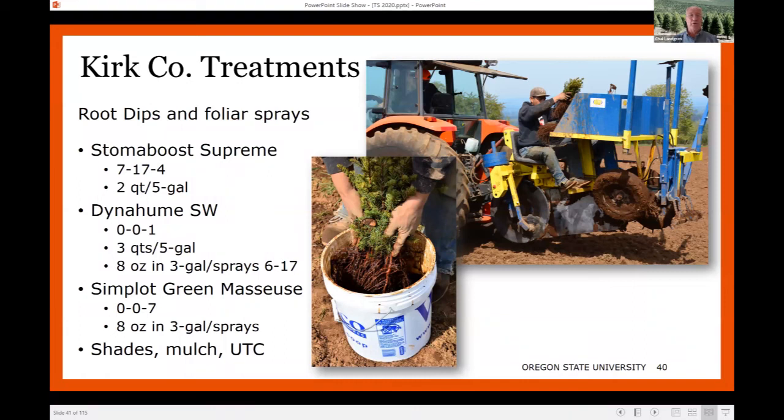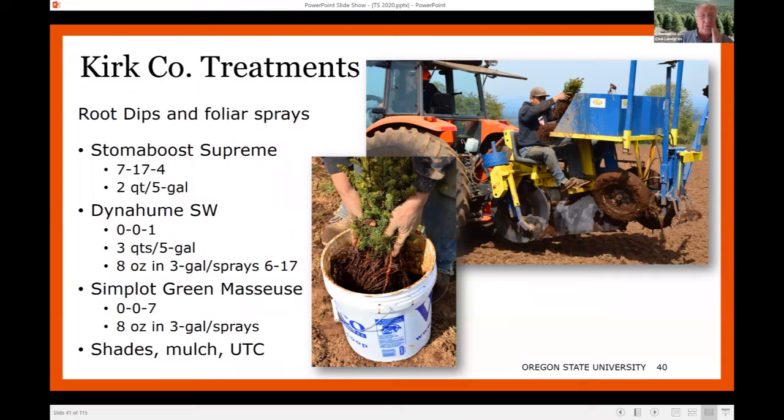We used a root dip called Stroma Boost, which is a 17-4 fertilizer with, I think, some humic acid. We did that as a root dip. We also did some root dipping in a product called Dynaum, which is a high phosphorus product applied at 8 ounces in 3 gallons. We also used it as a spray over the top in the middle of June. The Stroma Boost was just used as a root dip.